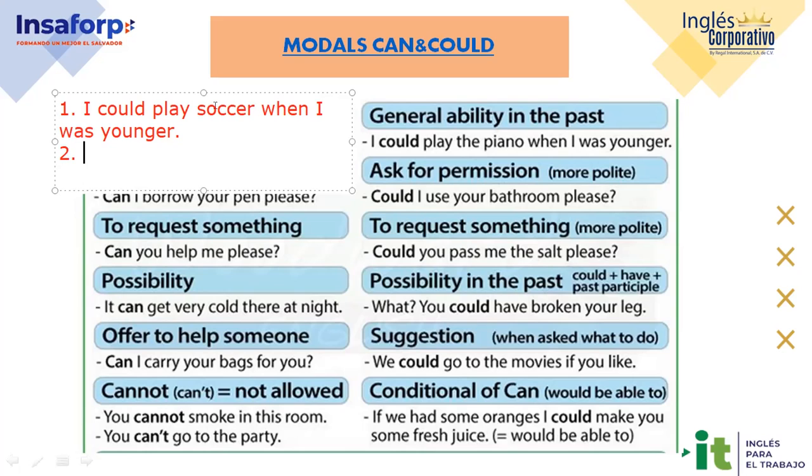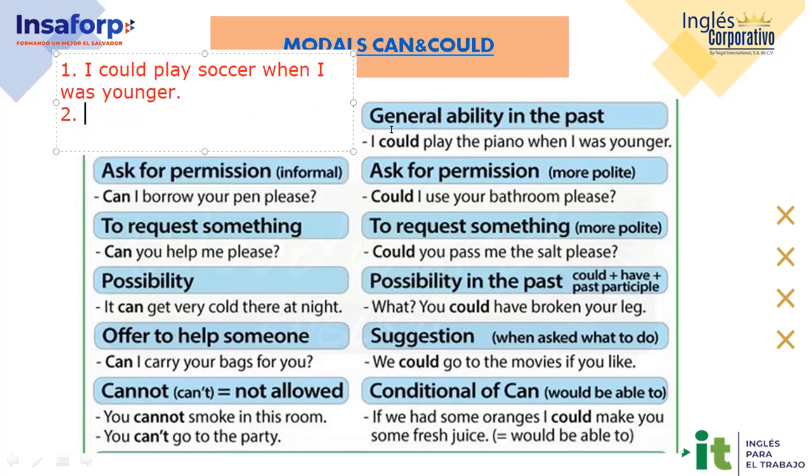Look at this. I want you to compare these two. Ese es para pasado. Este puedo utilizar para hablar de una habilidad en el pasado. The second one is the same model. Puedo, o puedo, y aquí sería podría, ¿verdad? And you ask for permission, and this is more polite. So this is informal, and this is more polite.